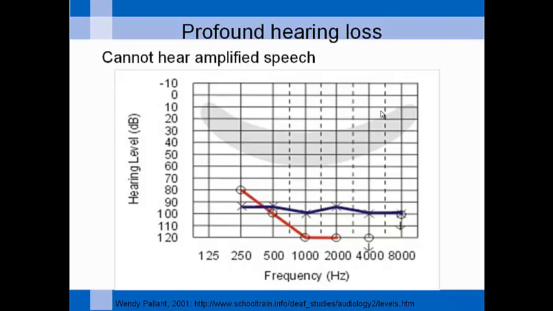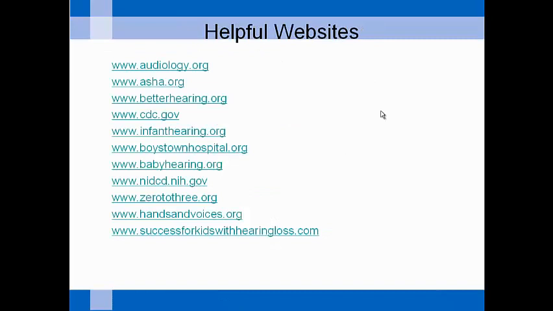And then here is a profound hearing loss. A profound hearing loss is when you cannot hear amplified speech. It can be very, very difficult to understand what's being said, even when things are amplified very loud. There's been a lot of damage to the inner ears or other parts of the ear, making it very difficult for sound or speech to get to the nerve.